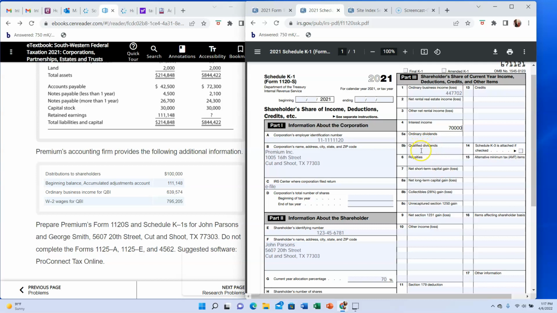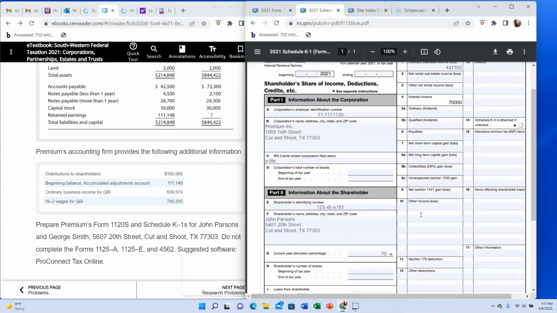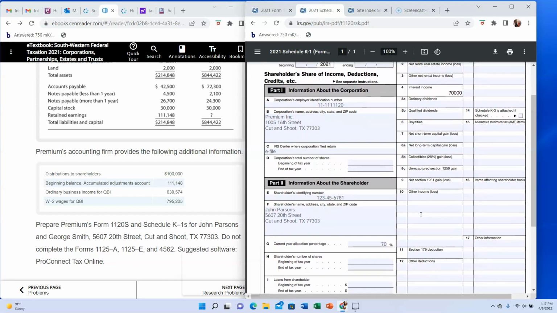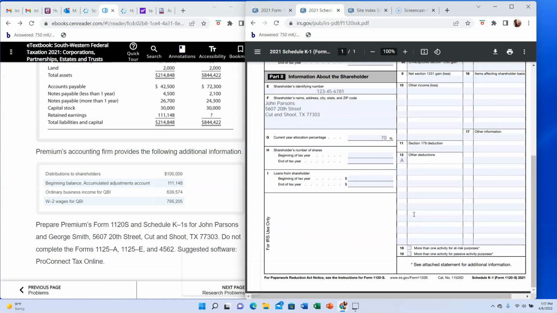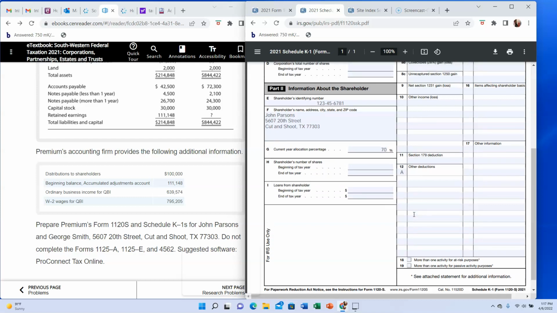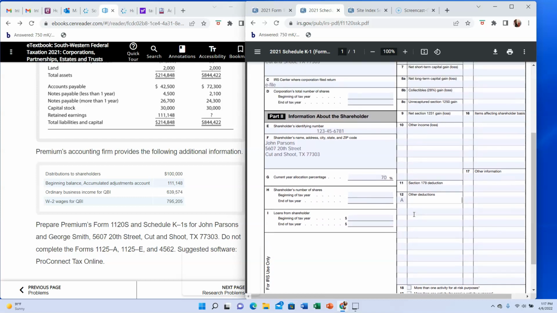All right, so let's see. Qualified royalties, capital gains and losses. We didn't have any of that. We didn't have other income. We did have some other deductions. It was the charitable deduction. So it was 20,000 and he gets 70% of that. So 14,000 there.